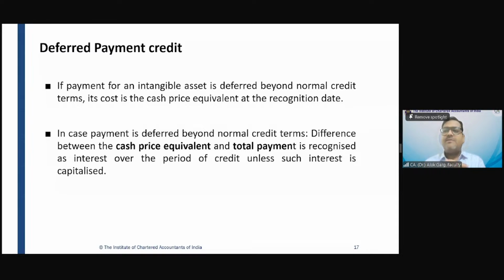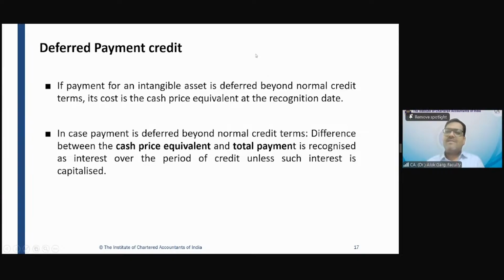So likewise, when Prashant recognizes that intangible asset in his books of accounts, will he capitalize the intangible asset at 60,000 rupees or 50,000 rupees? 50,000 rupees, right? So the intangible asset has to be recognized and measured at the cash price equivalent. The cash price equivalent is 50,000 rupees. The 10,000 rupees he will charge to the P&L as an interest cost. Okay. So it has to be recognized at cash price equivalent.